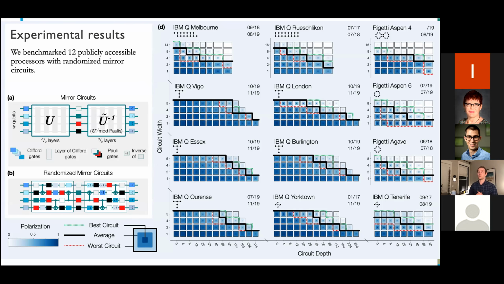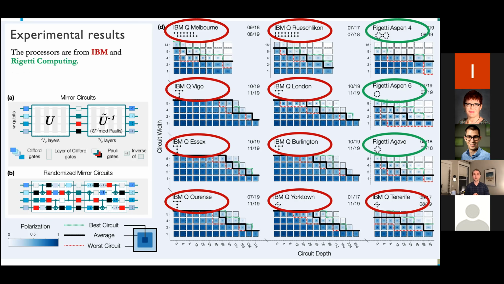And so this benchmark was in randomized mirror circuits. So that's the class of benchmarking circuits shown in B. If you're not particularly familiar with benchmarking, just think of these as circuits with random gates put into them. So there's 12 different processors here. So the name above each plot tells you which processors we're looking at, and it also shows you the schematic of that device. So there's 9 from IBM and 3 from Rigetti, because these are what we had available to us. And they go up to the largest one, 16 qubits.